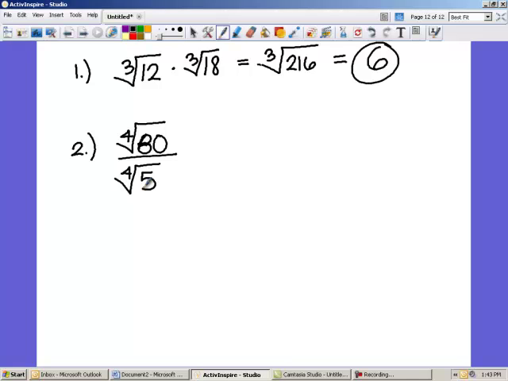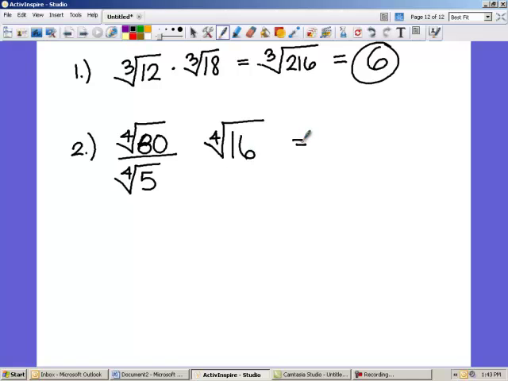We have the 4th root of 80 over the 4th root of 5. And again, because we're dealing with the 4th root on each one of them, let's just make this one 4th root and divide 80 by 5. So 80 divided by 5 is 16.